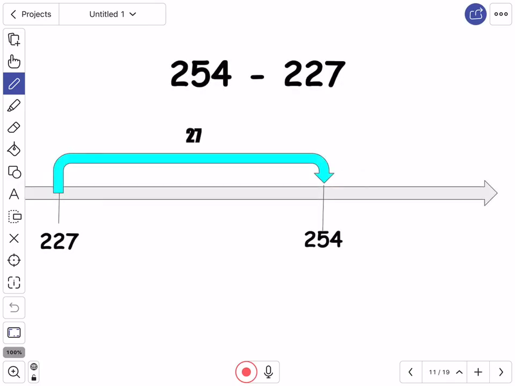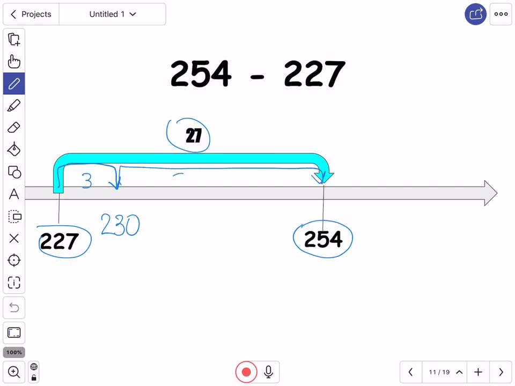I'm going to go ahead and flip slides here. So if I start with 227 and I'm jumping to 254, ooh, it's only 27 spaces. Now from 227, if I were just to make a little jump to 230, that would be 3 spaces. And then to get from 230 to 254 would be another 24 spaces. So I have gone 3 plus 24 spaces again. There's that 27. So 254 minus 227 equals 27 again.